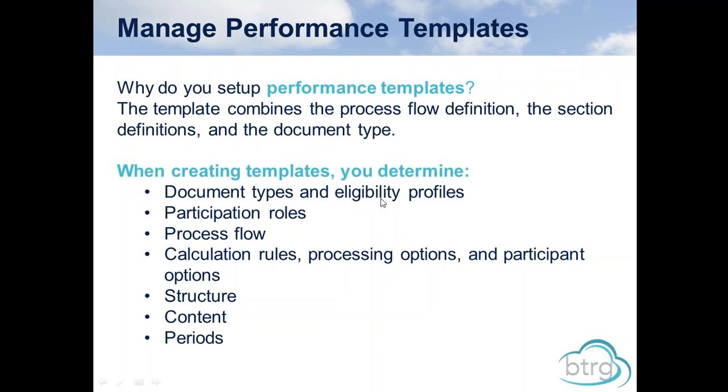Document types, like we did. Eligibility profiles, like I talked about before, that's just deciding which criteria you're going to set up for this specific template, who you want to get this template. Participation roles, those are the ones we created: worker, manager, peer, project manager, matrix manager, etc. How the process flow is going to work. Any calculation rules or options that you want to include. Structure is just content, and those are the sections. So sections goes under structure.